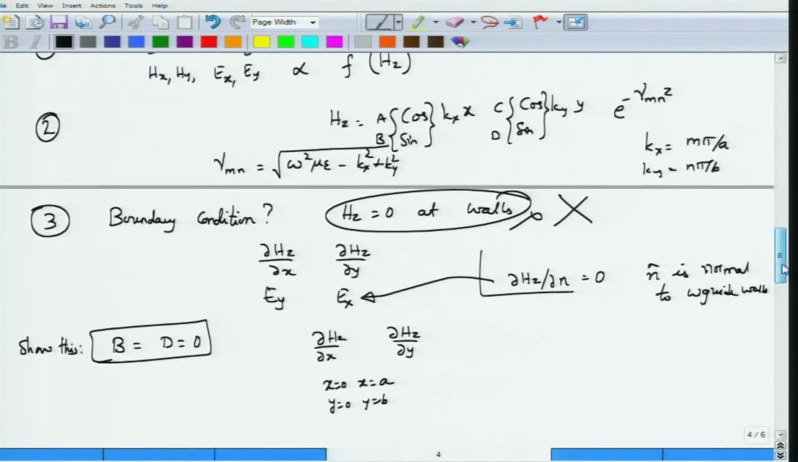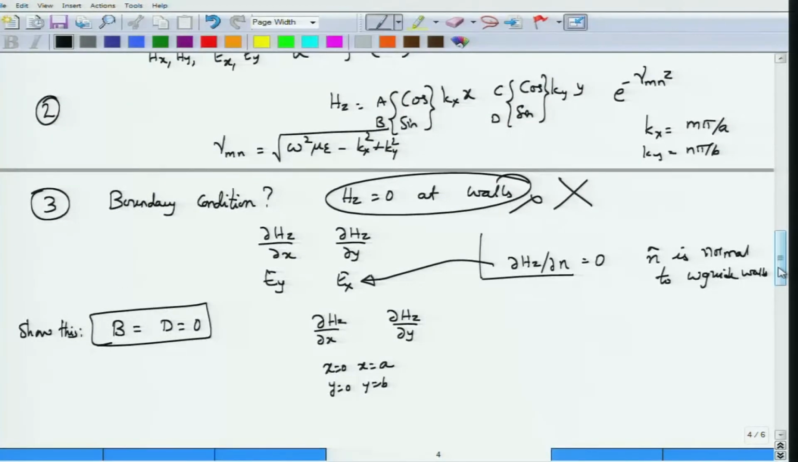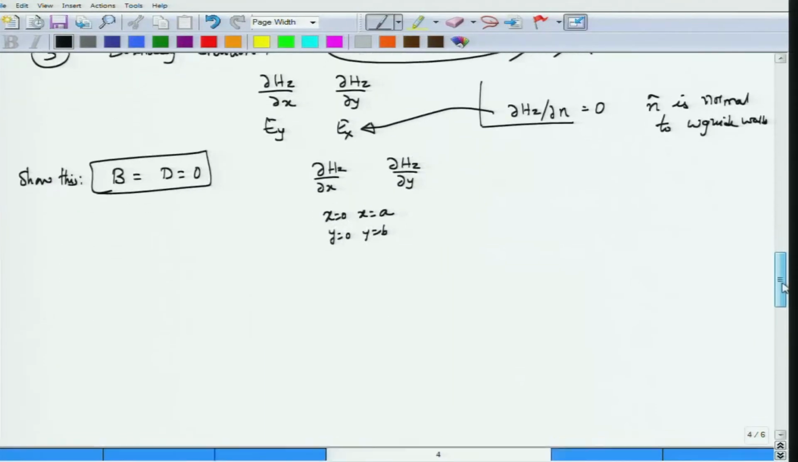A simple thing to see is that del Hz by del x will turn cos into sine, and that sine at x equal to 0 will vanish this component, but here it would be cos of kx x, that would vanish. So since this is vanishing, the only way this can vanish is when b is equal to 0. Similarly, you can show that d must vanish in this expression for Hz. It's a simple exercise, you try this out. If you don't get that, we will give the solution in the notes that we upload.